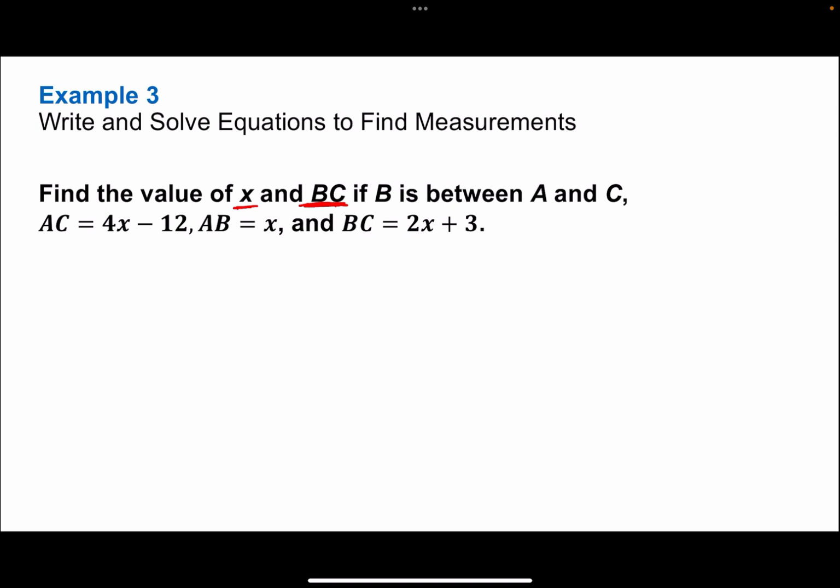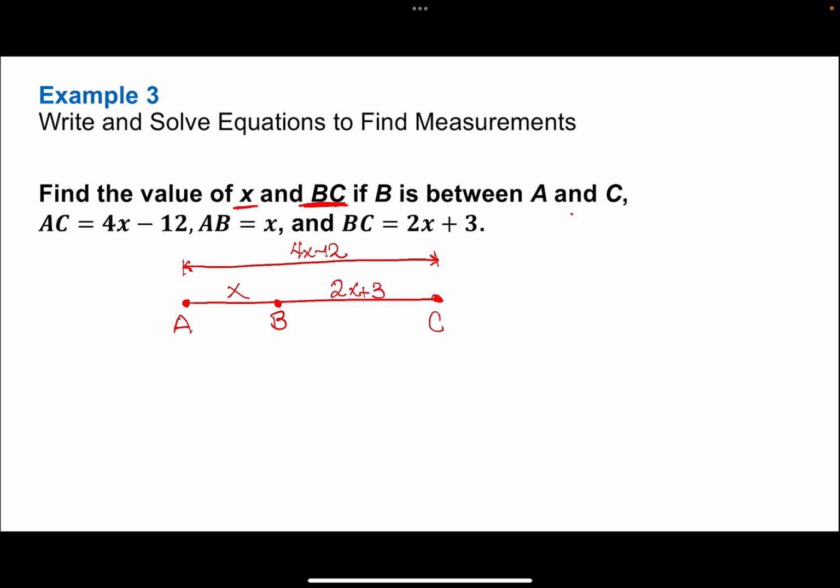If point B is between points A and C. So first let's draw any old segment. Doesn't have to be accurate, but it does need to be a straight segment. And if B is between A and C, B is somewhere in here between A and C. So maybe I'm putting point B here. Then they said the distance between A and C, this whole distance between these two points, is 4x minus 12. And the distance between A and B is x, and the distance between B and C is 2x plus 3.